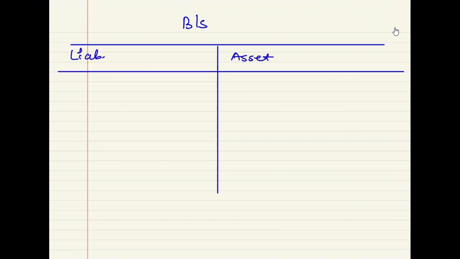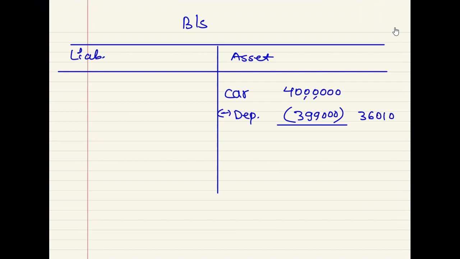sheet. So if I'm preparing the balance sheet, there would be two sides. Everybody knows I have one liability side and I have one asset side. So on the asset, there would be car whose earlier value was 40 lakhs, but there would be a depreciation which is charged, that is 3,99,000. So now the value will become as 36 lakh 1,000, which will be shown at the amount column. Am I clear, everyone? Is it clear to all of you? So this is the treatment in the balance sheet.